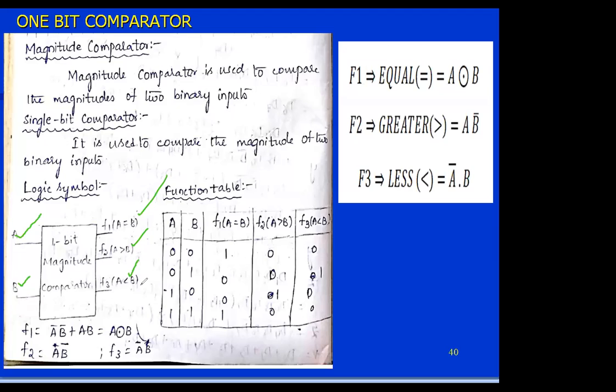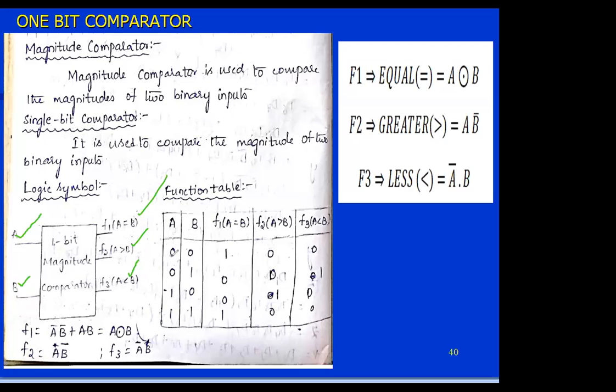F3 is called as A less than B. First we are going to verify the functional table. I am taking the inputs A and B, and I have taken three columns F1, F2, F3. F1 is A equal to B, F2 is A greater than B, and F3 is A less than B.